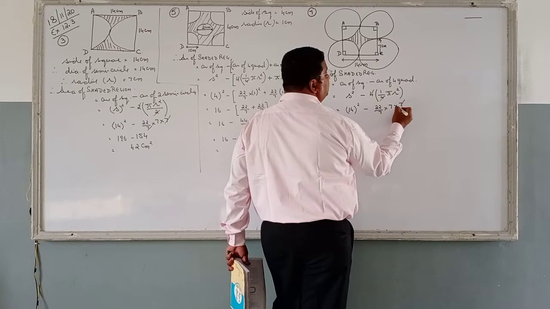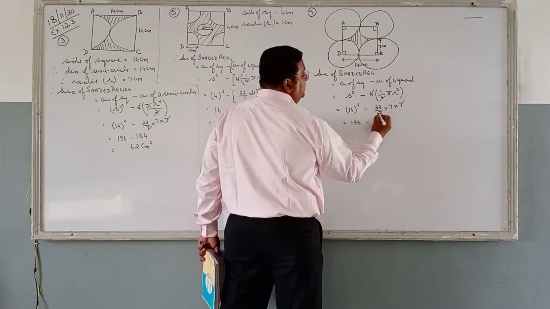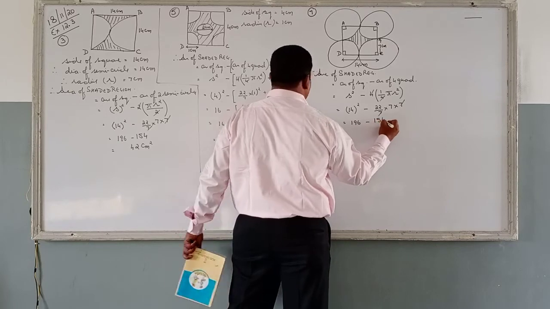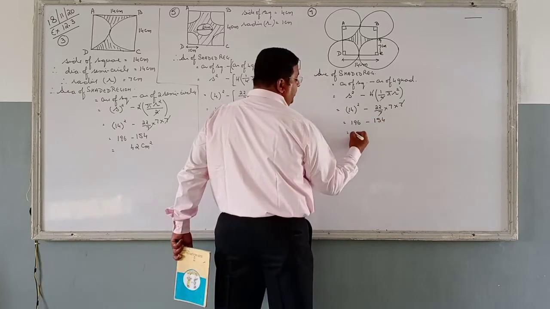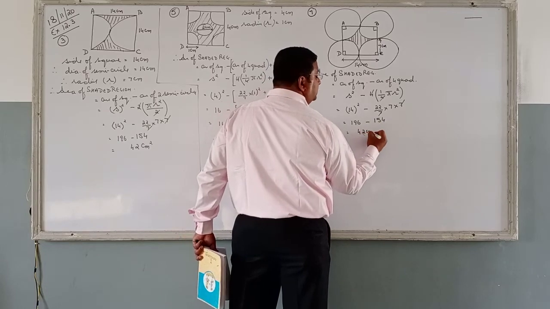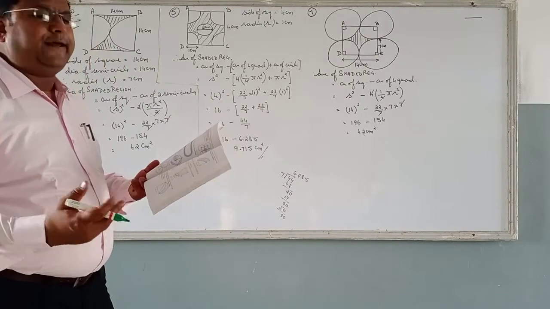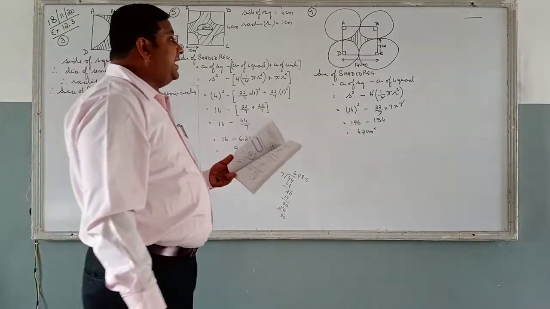7 into 7. 7 and 7 cancel. 14 square is 196 minus 22 into 7, 154. There it is on the calculation. 42 centimeters square. Can you see that? Calculations are not going to be tough. Only thing you have to identify. Question number 11.